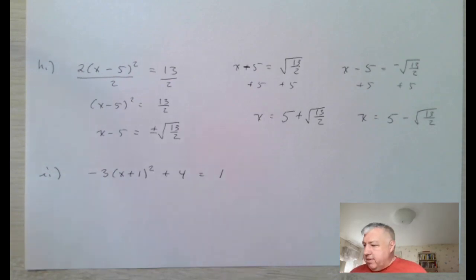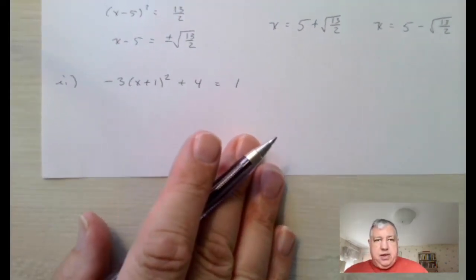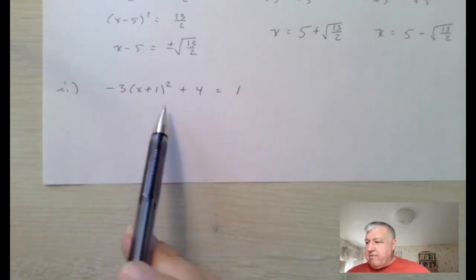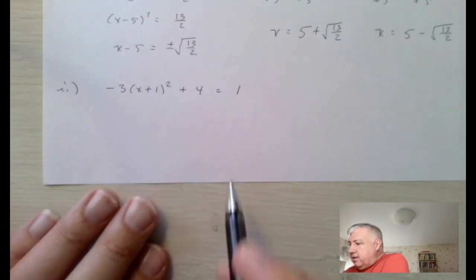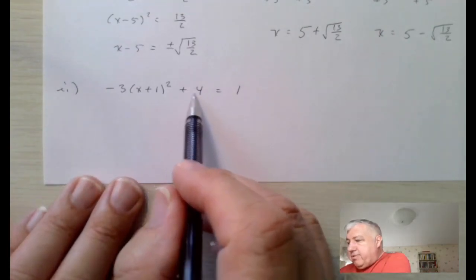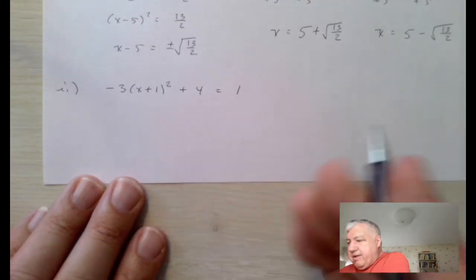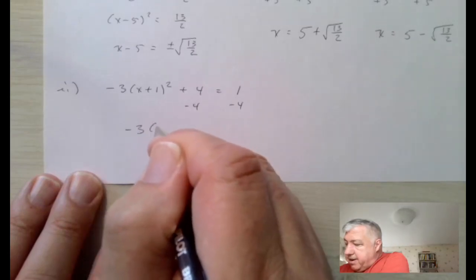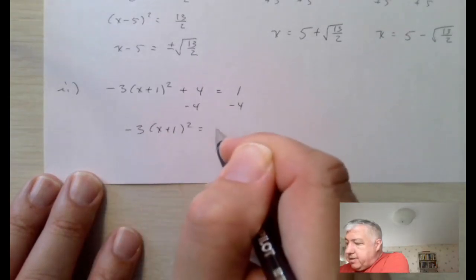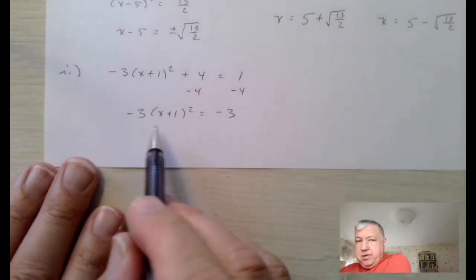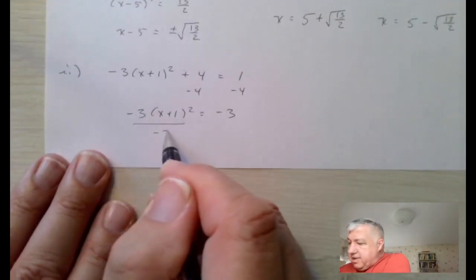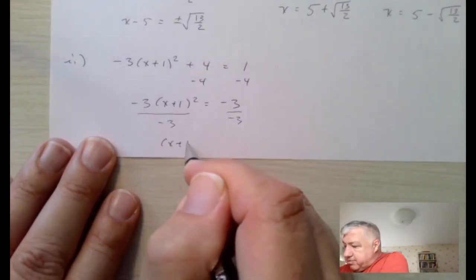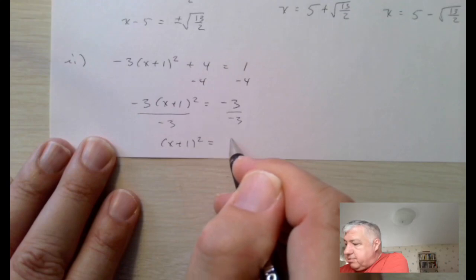Last one is this one. Again we have a 4 and a -3 we would like to first get rid of before we address the x plus 1. So we have a number sitting out here by itself. You always want to get rid of that by subtracting or adding. So you get -3 times (x plus 1) squared equals -3. And what do you know? We can divide both sides by -3. And then we get x plus 1 squared is equal to 1.